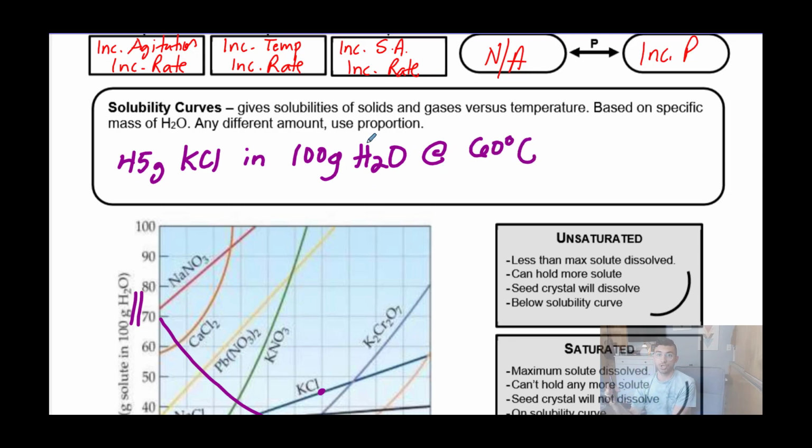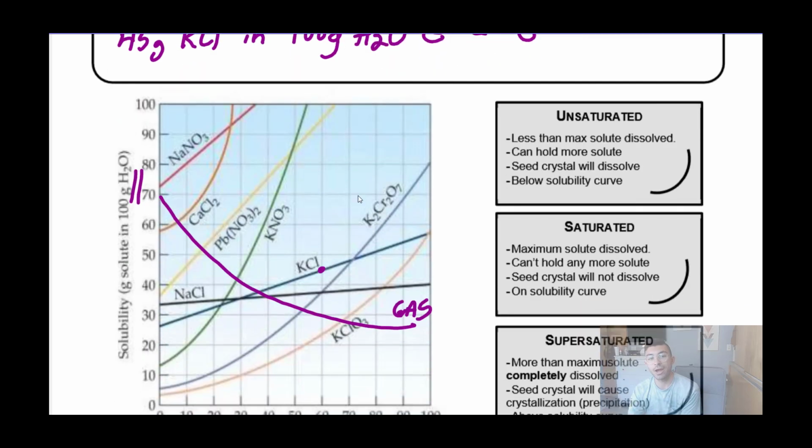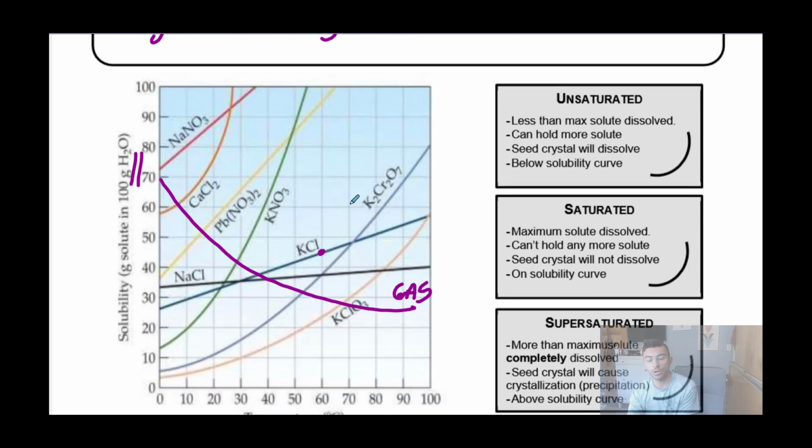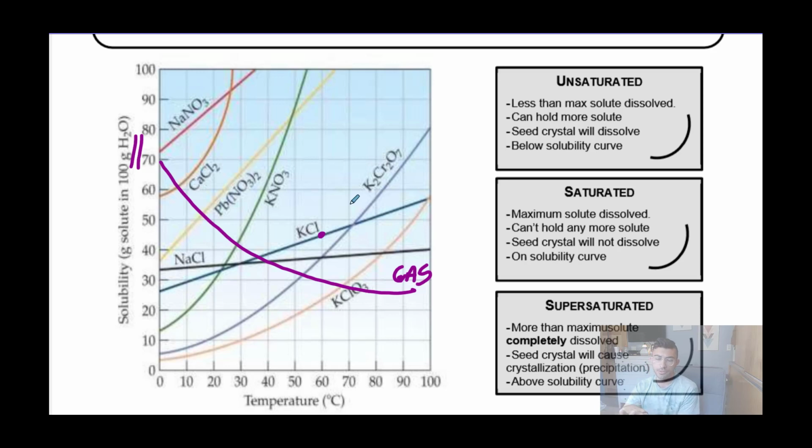If I wanted to determine how much KCl could dissolve in any other amount of water, I just set up a proportion, right? If it's 45 grams in 100 grams of water, then in 200 grams it would be twice the amount. It would be 90 grams. So those calculations are simple as long as you understand what you're reading from the graph is per 100 grams of water. And the other thing that we can relate to these graphs are the terms unsaturated, saturated, and supersaturated.